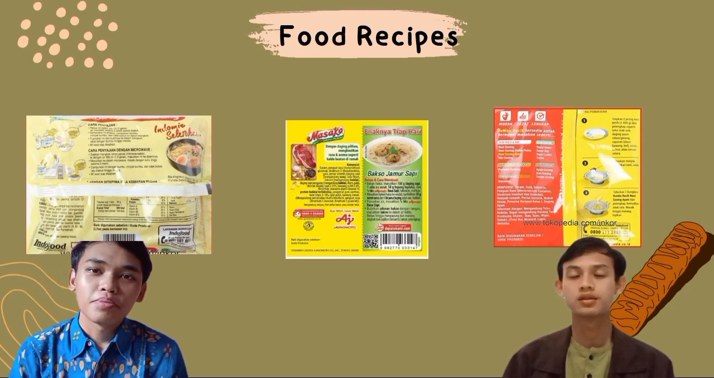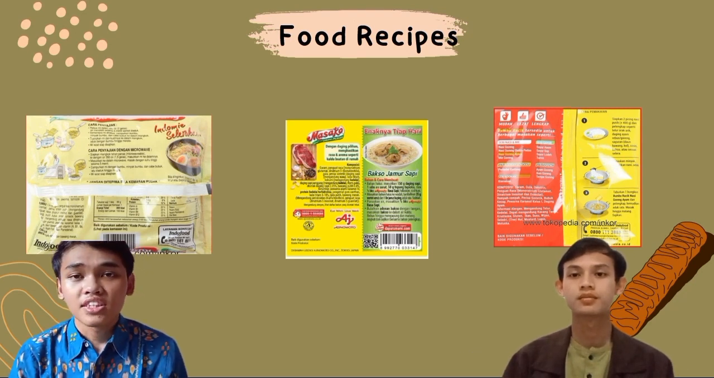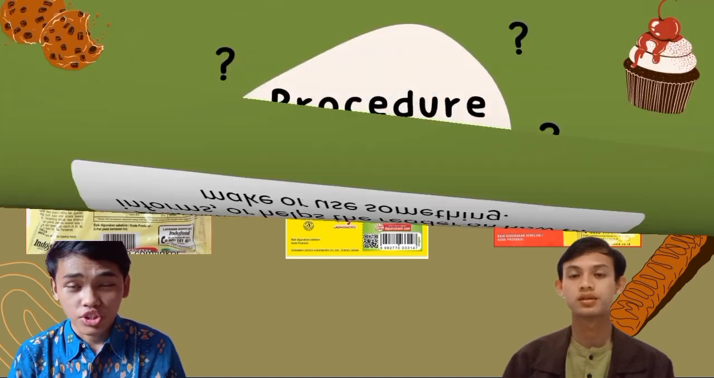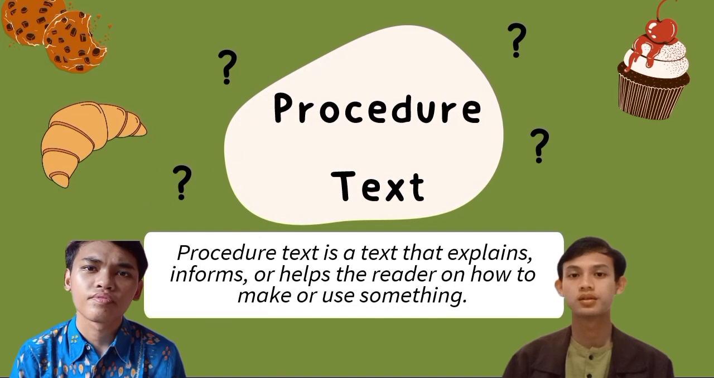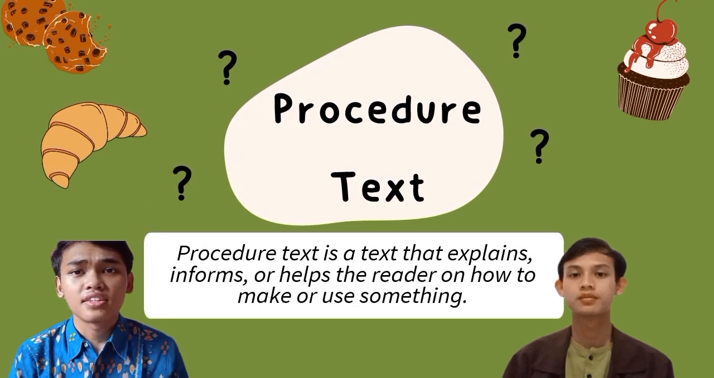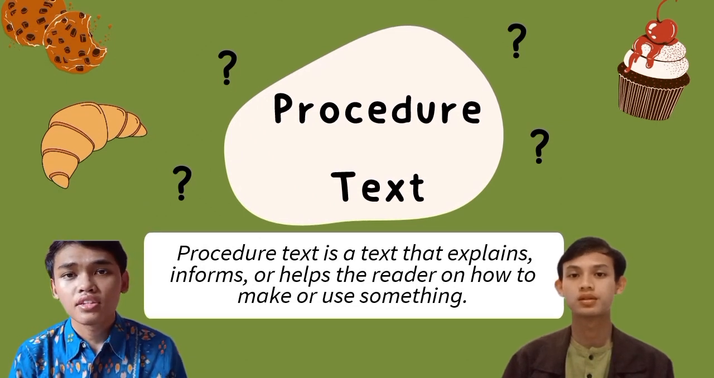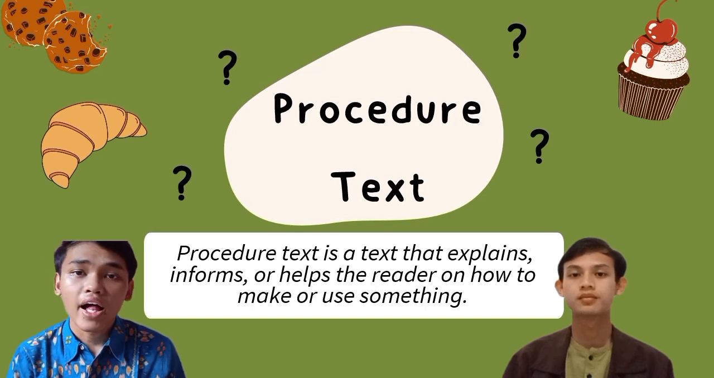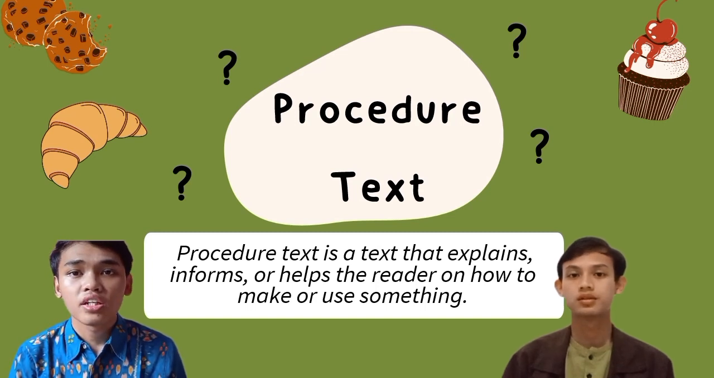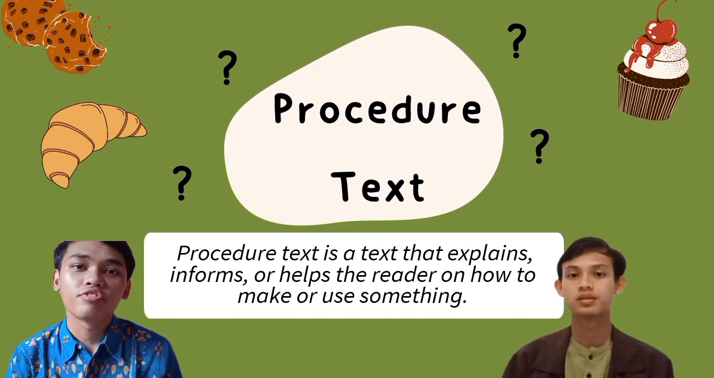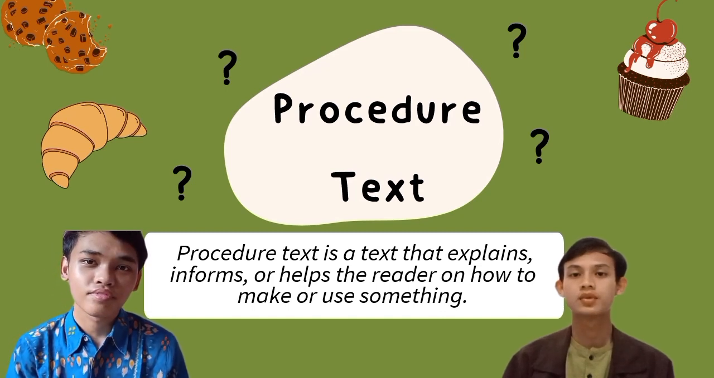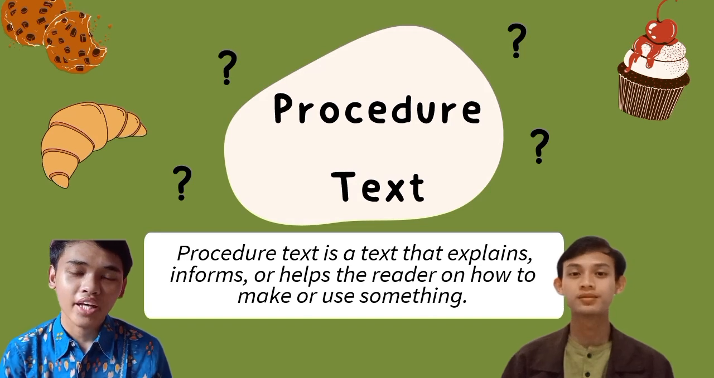So, food recipe is one of the texts included in the type of procedure text. What is procedure text? Procedure text is a text that explains, informs, or helps the reader to make or use something. In this case, we use food recipe to cook food, sir. Excellent.